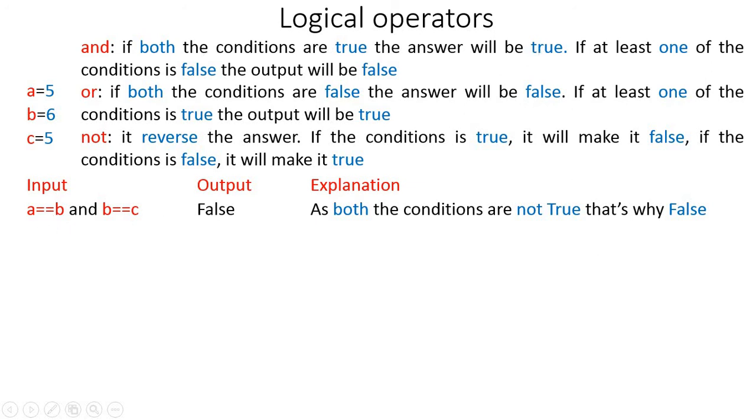Now see, is this condition true? A equal B, no. This condition is false. So here we say if at least one of the conditions is false, the output will be false. So the output is false.